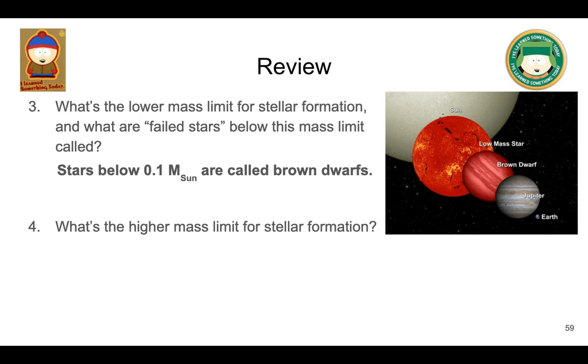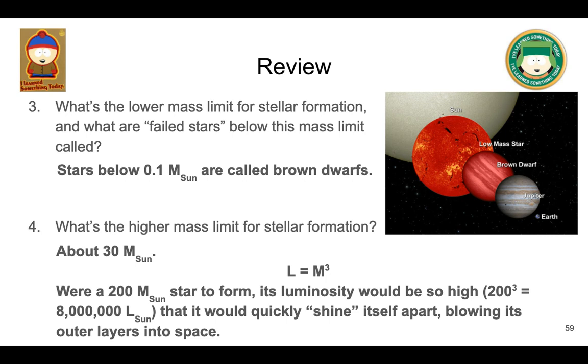And what's the higher limit for the mass of a star? It's about 30 times the mass of the sun. Again, for this reason, the luminosity-mass relationship. If a star starts to get more massive, it starts to get way more luminous much more quickly. That means if you have a really massive star, it's going to basically shine itself apart.